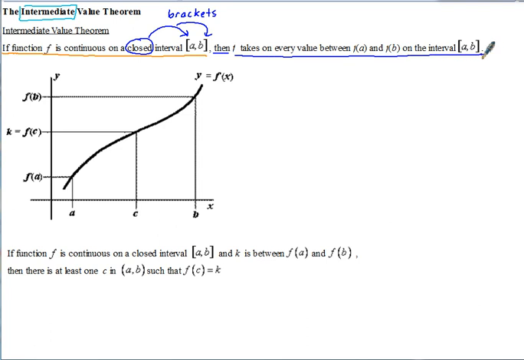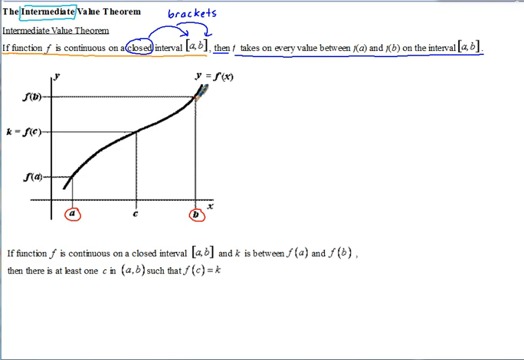So to understand this better, let's see what this looks like graphically. a and b just represent some x-coordinates. In this case, here's a, here's b. And let's take a look at this graph. Is this function continuous on that interval from a to b? Yes, it is. There are no holes, no vertical asymptotes, no breaks in the function. It's all connected. So because it's continuous on the interval, we can apply the intermediate value theorem.